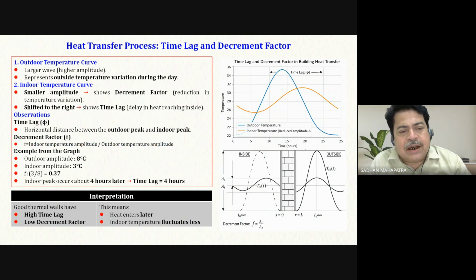So time lag is the horizontal distance between the outdoor peak and the indoor peak. Decrement factor is the indoor temperature amplitude divided by the outdoor temperature amplitude. From this graph, the amplitude is 8 degrees centigrade for outdoor, whereas for the indoor it is 3 degrees. So the decrement factor is 3 by 8, 0.37. The indoor peak occurs about 4 hours later, so the time lag is 4 hours. The physical interpretation: good thermal walls have high time lag and low decrement factor, and this means heat enters later and indoor temperature fluctuates less.